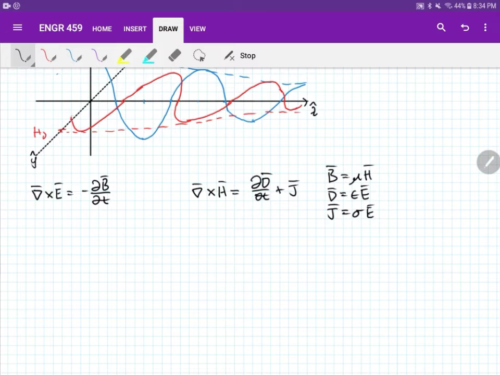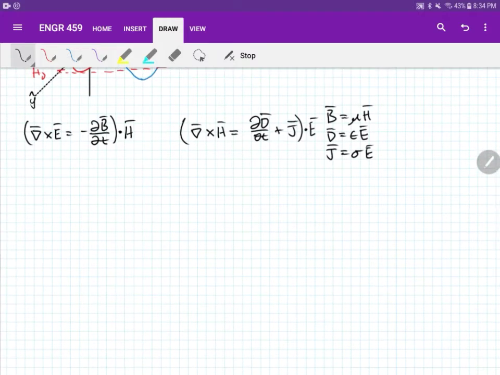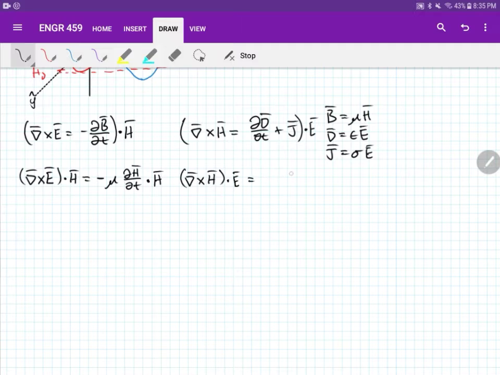So we're going to dot Faraday's law with H, and we're going to dot Ampere's law with E. Solving this, we get the curl of E dotted with H is equal to negative the time rate of change of B, dotted with H. We're going to sub in our simple media, and we're going to do the same to the other side: the curl of H dotted with E is equal to the time rate of change of D plus J, dotted with E.